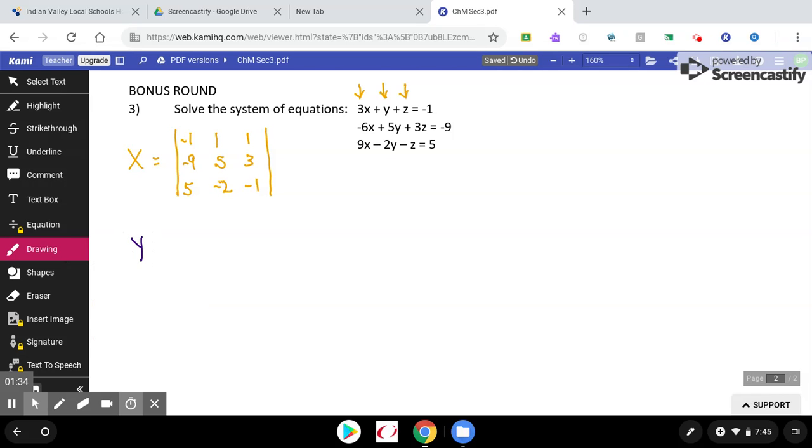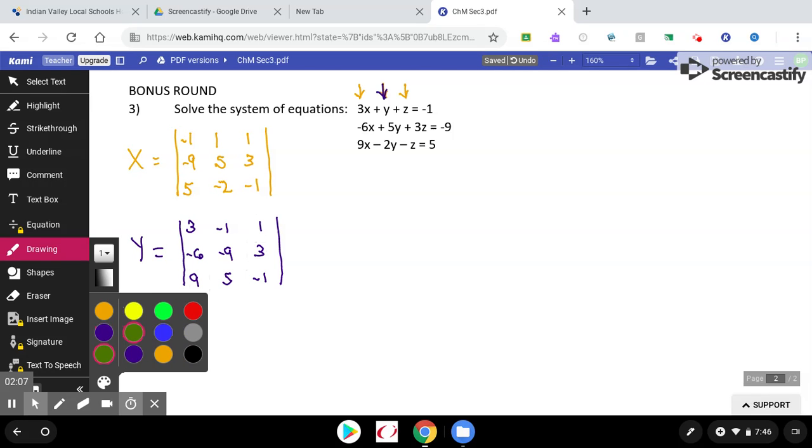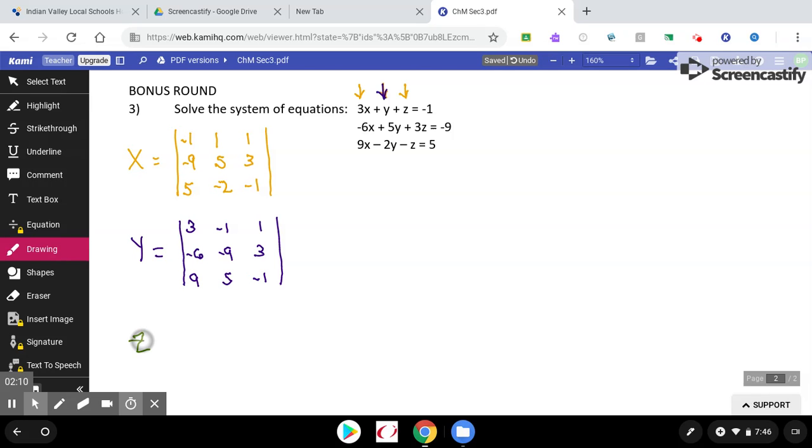Okay, also need a y matrix. So again, the key is to leave off the y. So I'm going to do that first, that middle column. So instead of writing any y coefficients, I'm going to put the guys on the end, the -1, the -9, and the 5, in their place. But I will keep the x's, 3, -6, and 9, and I will keep the z's, 1, 3, and -1. Okay, let's do a z matrix.